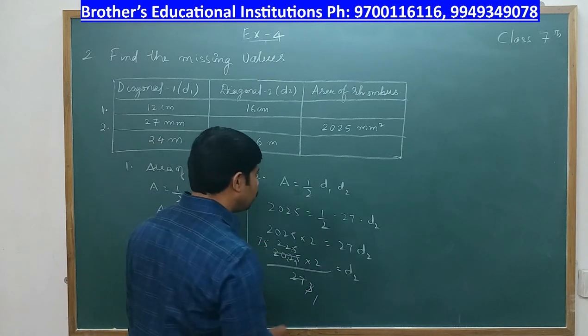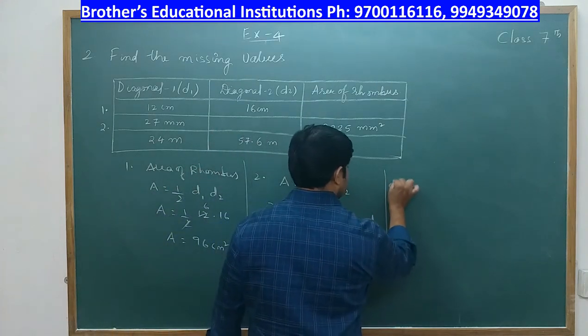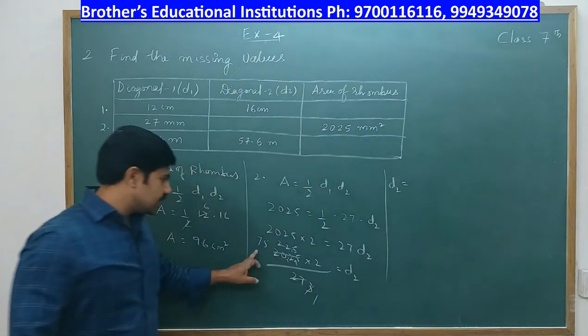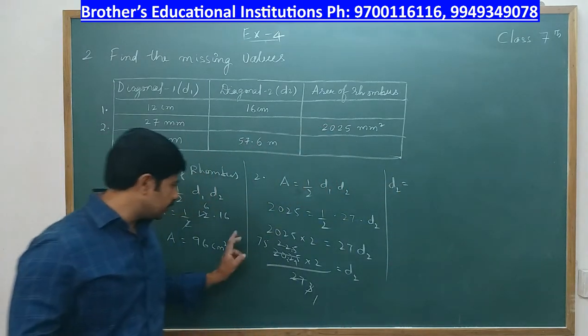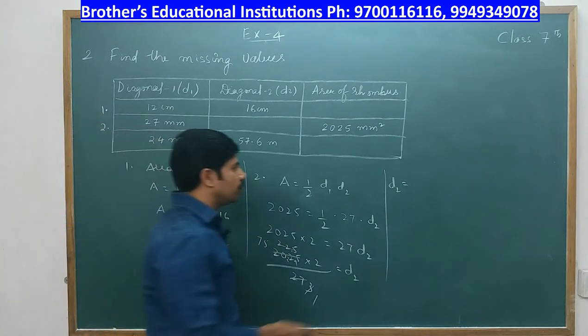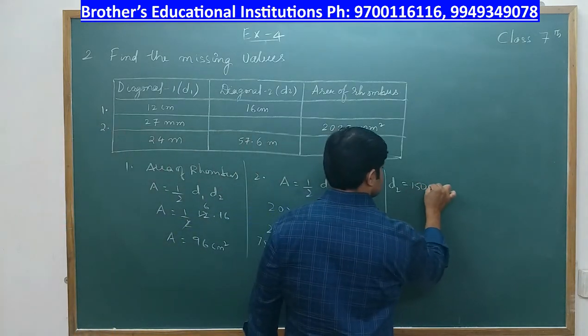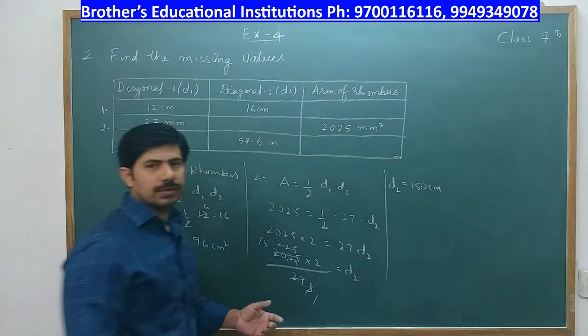So what is D2 we are getting? See, D2 is nothing but 75 into 2. So we are left with 75 and 2. 75 2s are 150 centimeters. So D2 is completed.